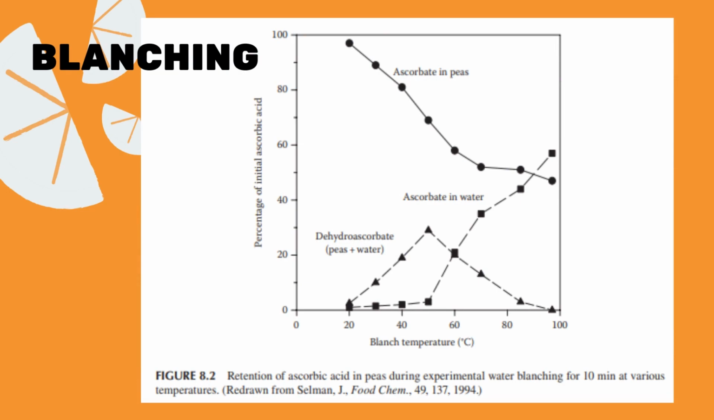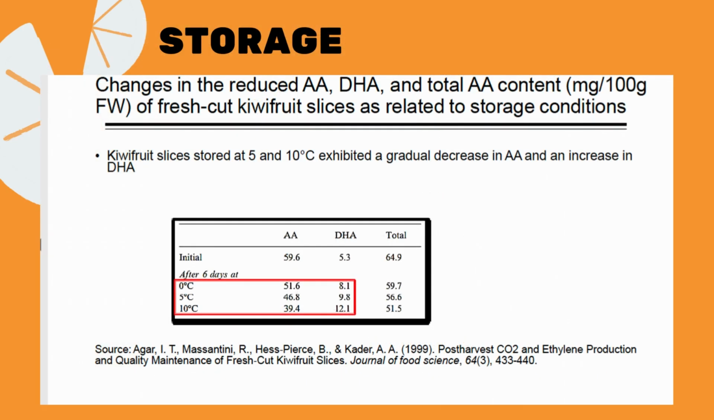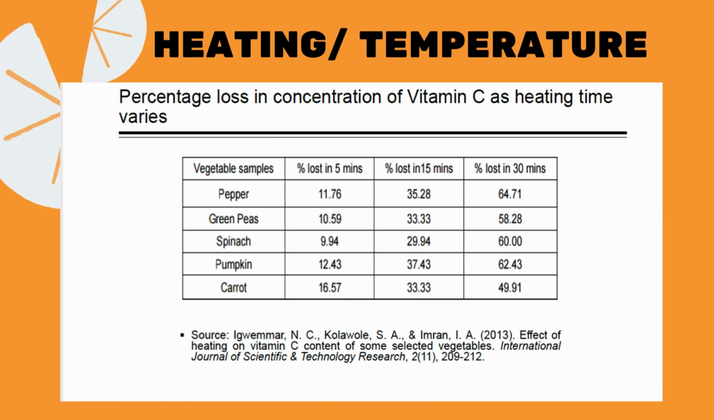Figure 8.2 shows the retention of ascorbic acid in peas during experimental water blanching for 10 minutes at different temperatures. Leaching of ascorbate in peas into water can be clearly visualized based on the decrease in ascorbate in peas while there is an increased percentage of ascorbate in water at 20 to 100 degrees Celsius. This figure shows the effect of storage at different temperatures on the ascorbic acid, dehydroascorbic acid, and total ascorbic acid content of fresh-cut kiwifruit slices. At higher storage temperature, the amount of ascorbic acid is the lowest with the highest conversion to dehydroascorbic acid. The table shows the effect of heating time on the concentrations of vitamin C in several vegetable samples. A longer heating time will cause higher loss of vitamin C in vegetables.